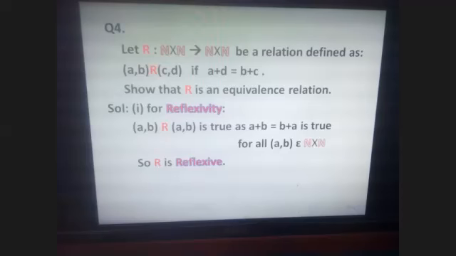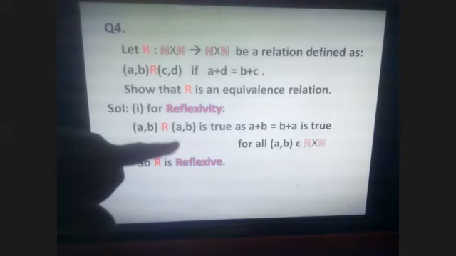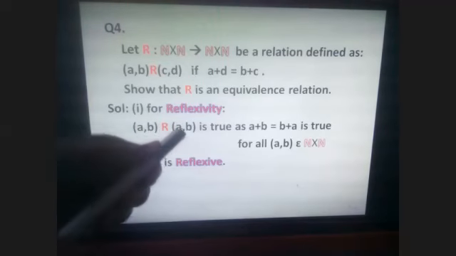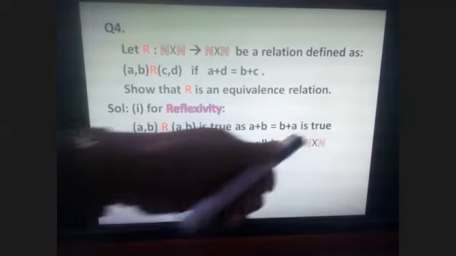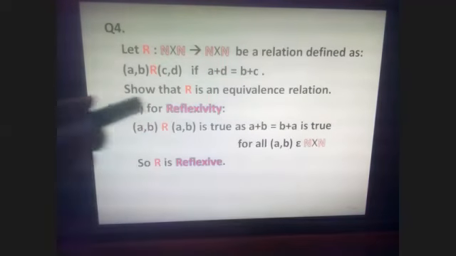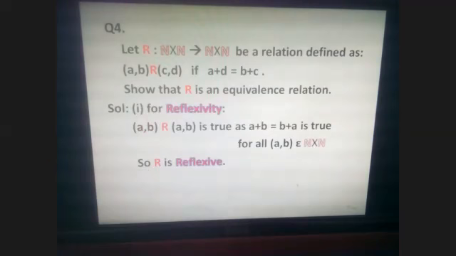R is reflexive. (A, B) is related to (A, B) is true because A plus B equals B plus A. A plus B equals B plus A is true for all (A, B) belonging to N cross N. The domain itself is N cross N. So R is reflexive.